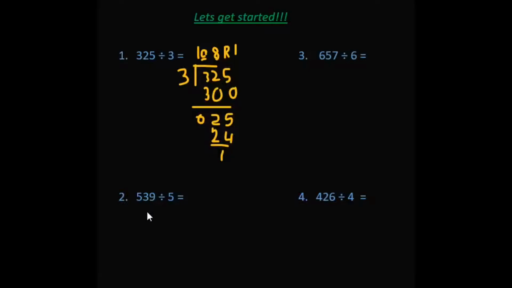We have 539 divided by 5. Let's draw our layout again: 5 over here, and 539 over here. Now let's start dividing. 5 can go into 5 once, so we can write down 500 here. It only went in there once. Then we can subtract the way I did it in the last problem.